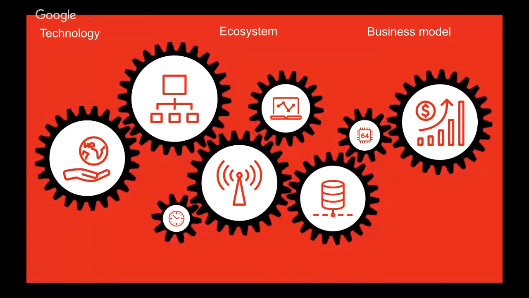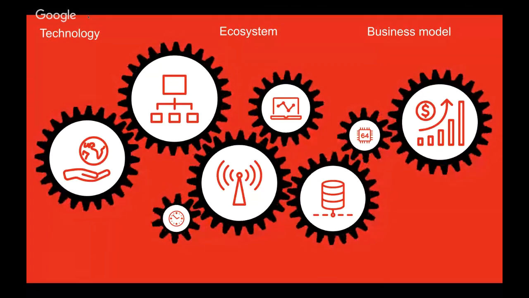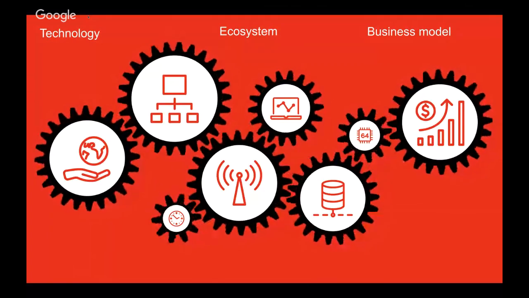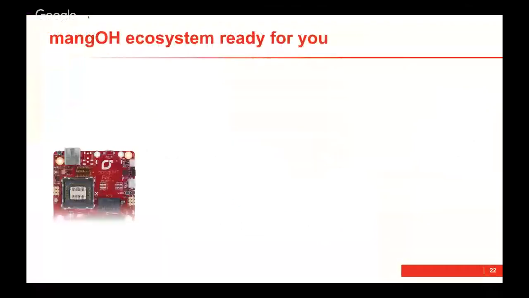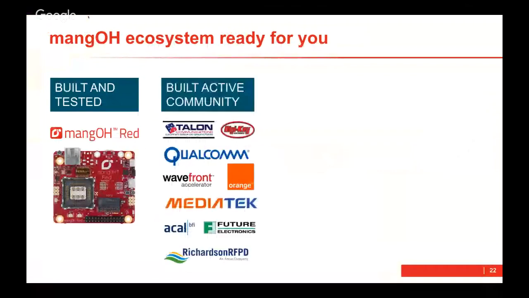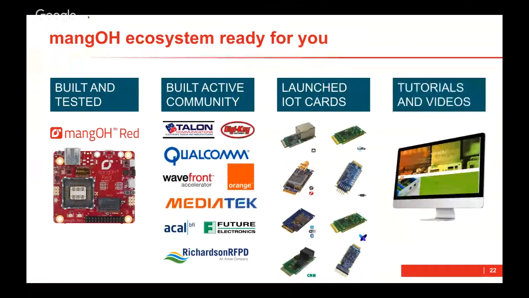The second thing we focused on is the ecosystem. And on the ecosystem side, we have brought in a number of partners that are now actively working with us to build the platform, build multiple IoT cards. Here, what you'll see is we focused on the technology with the Mango Red. We got it done. We got the IoT specification written down, published. People used it. On the community side, we have a number of companies who are actively working with us.